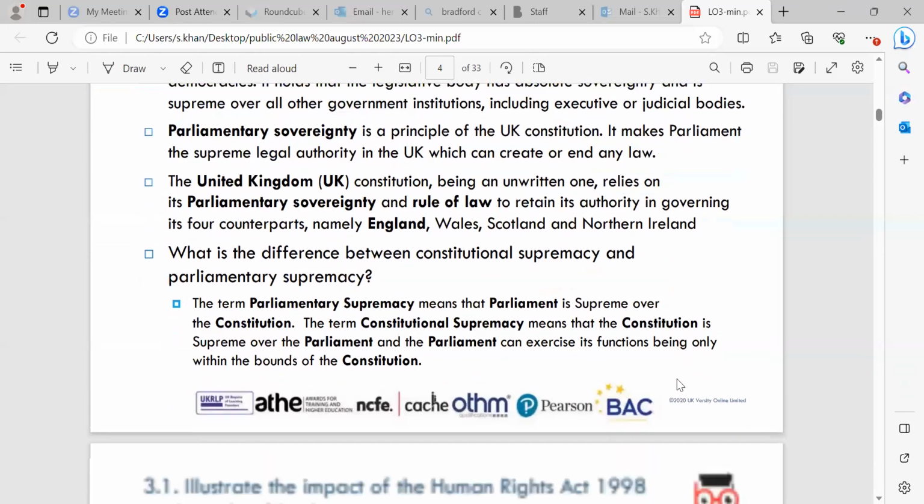What is the difference between constitutional supremacy and parliamentary sovereignty? The term parliamentary sovereignty means that Parliament is supreme over the Constitution. The term constitutional supremacy means that the Constitution is supreme over the Parliament, and that Parliament can exercise its functions only within the bounds of the UK Constitution.